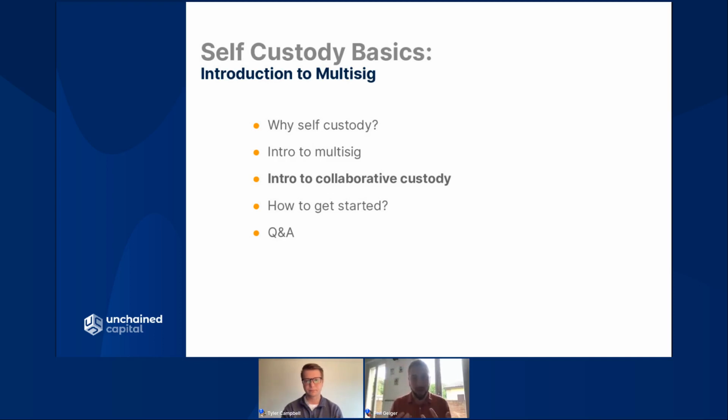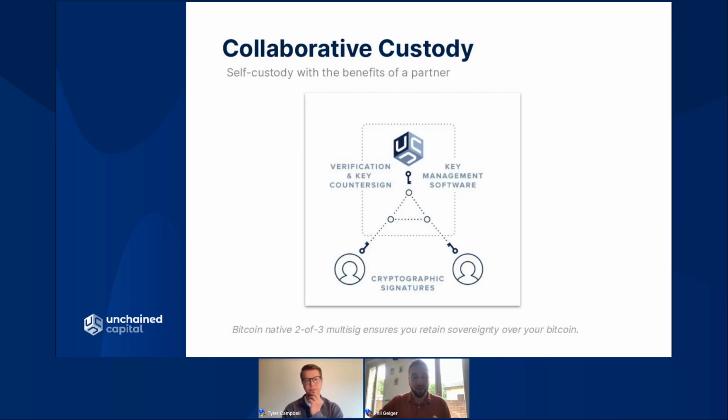So what's really cool about multisig is you can give a minority of keys to a partner, so that means you have still full control over the Bitcoin, but you've also eliminated yourself as a single point of failure in that if you make a mistake, the partner can step in and sign a transaction, but also the partner themselves can't lose your Bitcoin. So that's what we do at Unchained Capital.